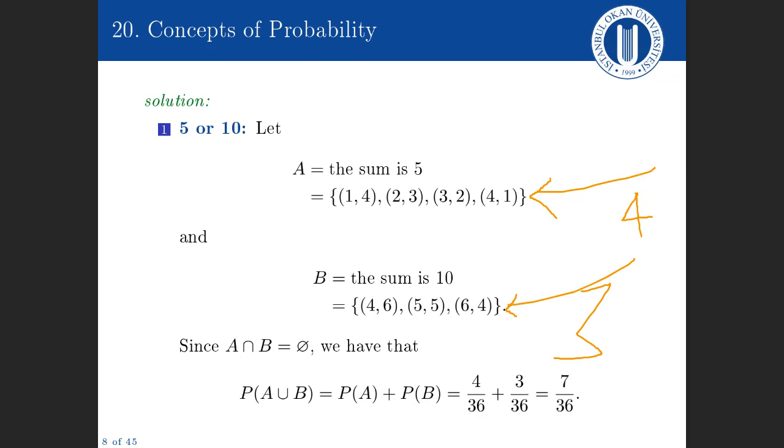The next thing to note is that A intersection B is the empty set. We can't roll a 5 and a 10 at the same time. So we don't need to be worrying about the probability of A intersection B. Instead, all we're going to be doing is the probability of A union B is equal to the probability of A plus the probability of B.